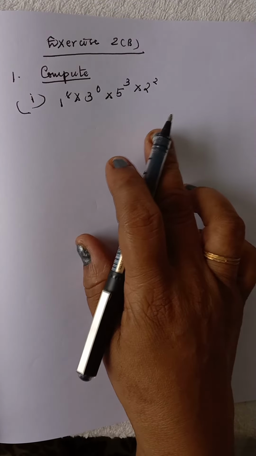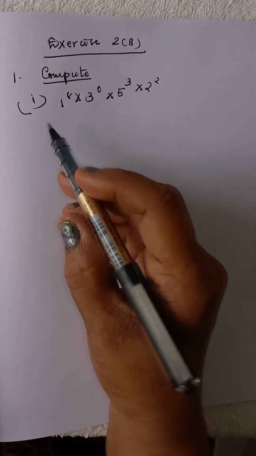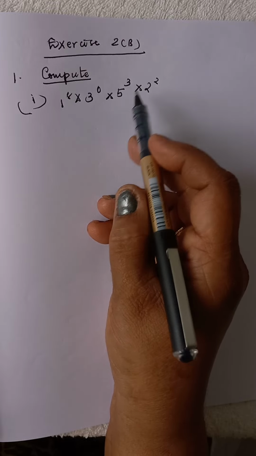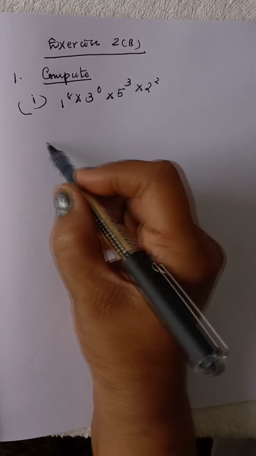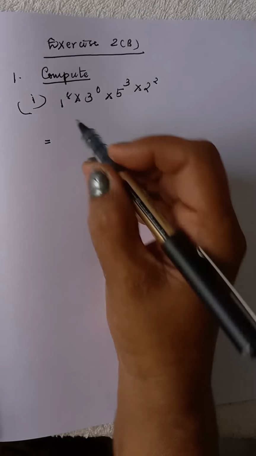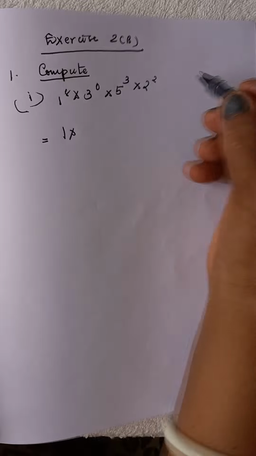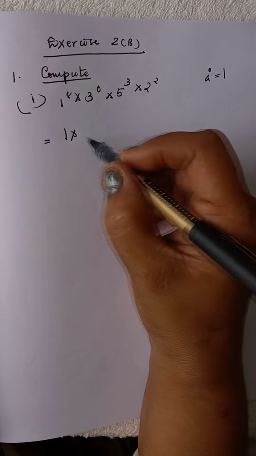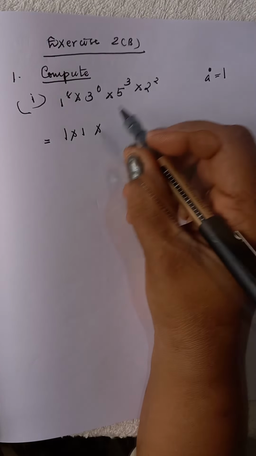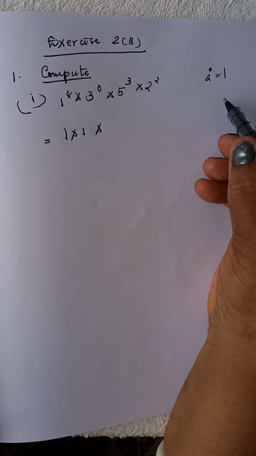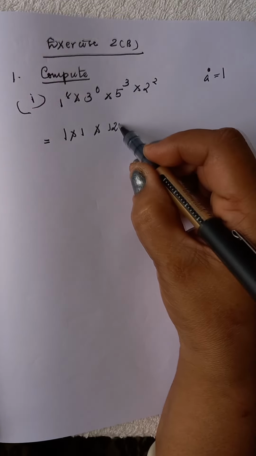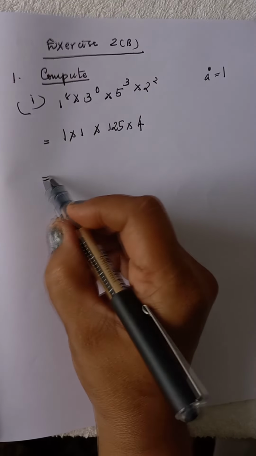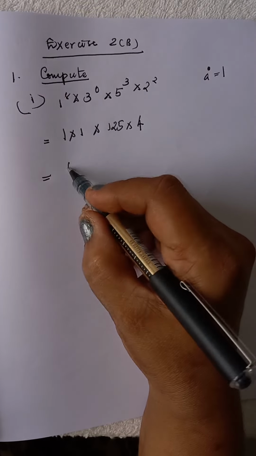Next, exercise 2b. In that, the first question is compute. First sub question: 1 raised to 8 into 3 raised to 0 into 5 raised to 3 into 2 raised to 2. Now 1 raised to any number is 1. So 1 into 3 raised to 0. A raised to 0 is equal to 1 if a is not equal to 0, we have discussed that. So 3 raised to 0 is 1, into 5 raised to 3. 5 into 5 is 25, 25 into 5 is 125, into 2 raised to 2 means 2 into 2, that is 4. That is equal to 125 into 4, that is 500.